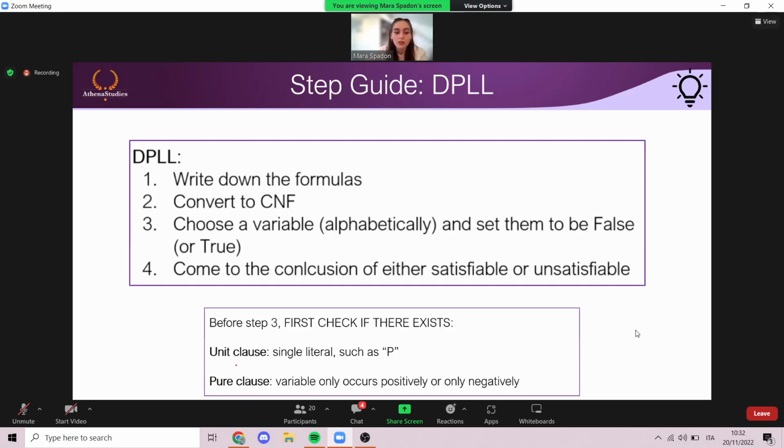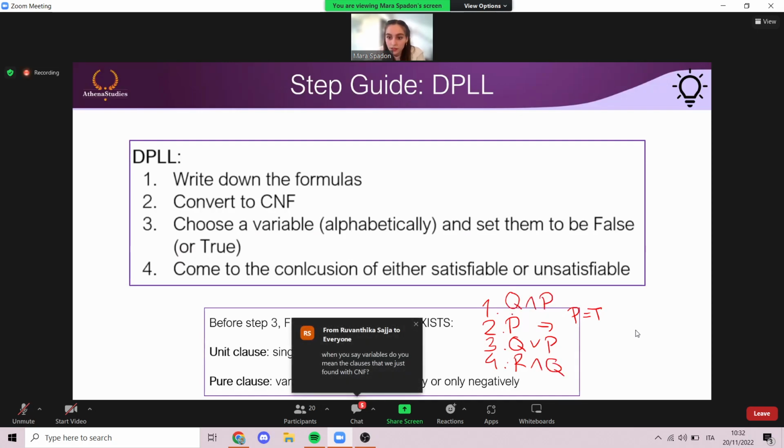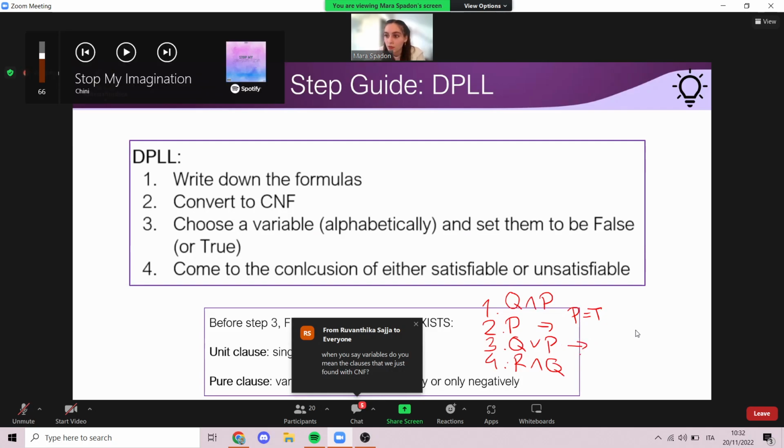So what is a unit clause? A unit clause is a single literal. If we have, let's say, four clauses, and one of them is just P, then we will choose P to be true, and then we move on with that. And a pure clause is when a variable only occurs positively or only negatively. What if we have something like this? It's just an example. You can see that P is always positive here. So then you also choose P to be true.